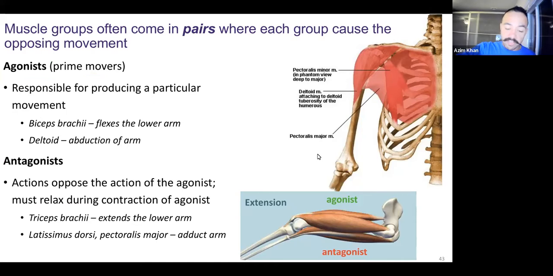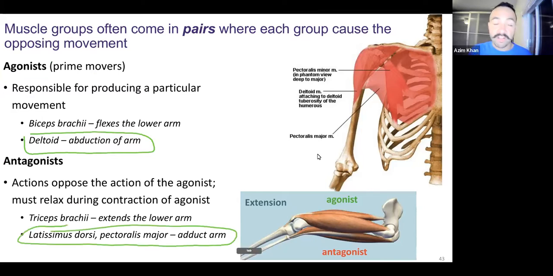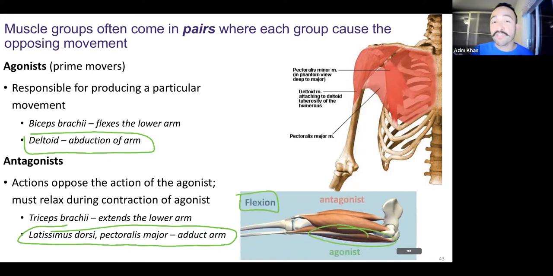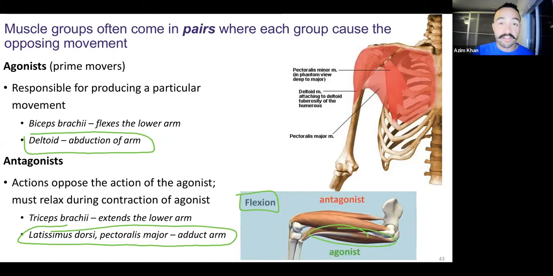I have other examples here. The deltoid causes abduction, while the latissimus dorsi and pectoralis major, so these are both ones that cause adduction, so these are antagonists. If we talk about flexion of the knee, that means these hamstrings muscles become the agonists, while the quadriceps muscles become the antagonists. It's all relative to the motion we're discussing.